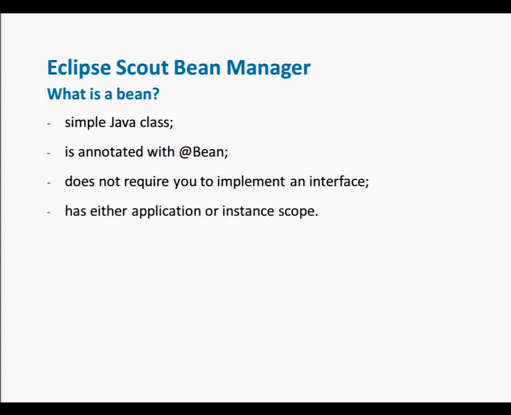Beans have either application or instance scope. What's the difference? An application scope means that the bean is a singleton, that it exists only once in the web application. Whereas with an instance scope bean, every time you look up a bean, you get a new instance. That's the difference: stateful and stateless beans.